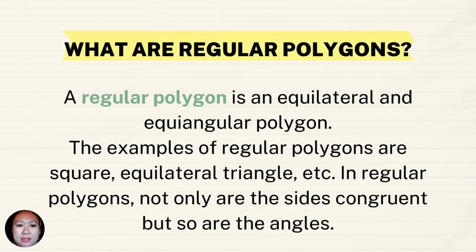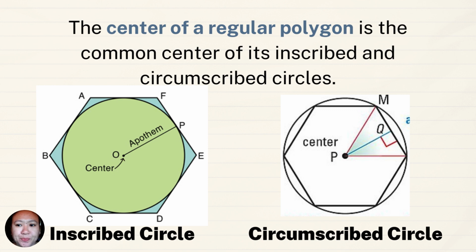Okay, let me start my presentation by giving you the definition of a regular polygon. A regular polygon is an equilateral and equiangular polygon. Examples of regular polygons are the square, equilateral triangle, etc. In regular polygons, not only are the sides congruent, but so are the angles.